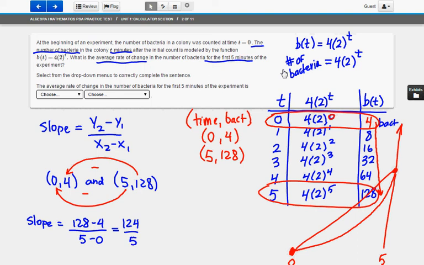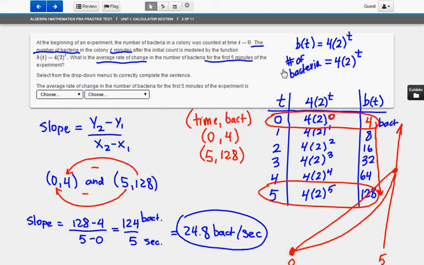Now remember, 128 minus 4, that was the number of bacteria from time 0 to time 5. So 124 is a number of bacteria, and 5 is a number of minutes. In other words, the average rate of change is 124 bacteria every 5 minutes. If we divide 124 divided by 5, we get 24.8 bacteria per minute. So in our drop-down menus, we would choose 24.8.